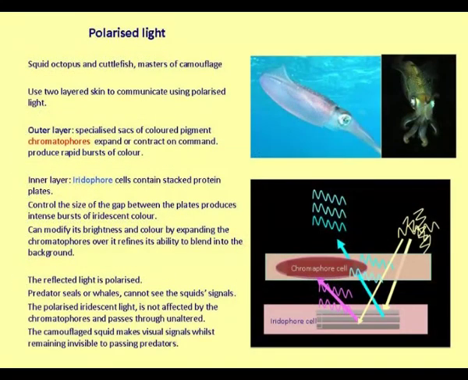And they have rhabdomeric receptors, and as I showed you in the second slide, this means they have the potential to see polarized light, and indeed they do. Squid, octopus and cuttlefish are masters of camouflage, and they use this outer layer of skin to disguise and change their colours very quickly with these chromophore cells. But what's interesting is the inner one.